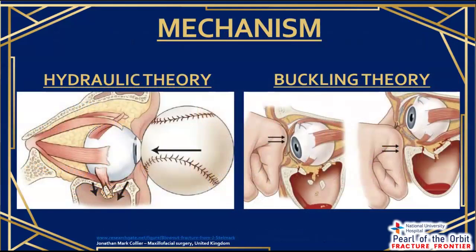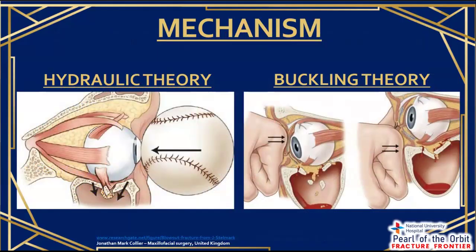Now, there are two theories proposed for the mechanism for the orbital floor component of orbitofacial fractures. So first, in the hydraulic theory, as intraorbital pressure increases dramatically and suddenly, the floor of the orbit blows out inferiorly at the point of its greatest weakness, just above the intraosseous course of the infraorbital neurovascular bundle.